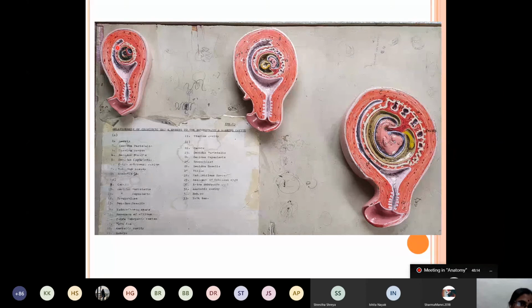And this part of the decidua covering the developing embryo, here you can see outside, is the decidua capsularis. And this part of the decidua is known as decidua parietalis. This is the uterine cavity. This is the vaginal canal. Clear? Now here you can see the green cavity is the chorionic cavity.